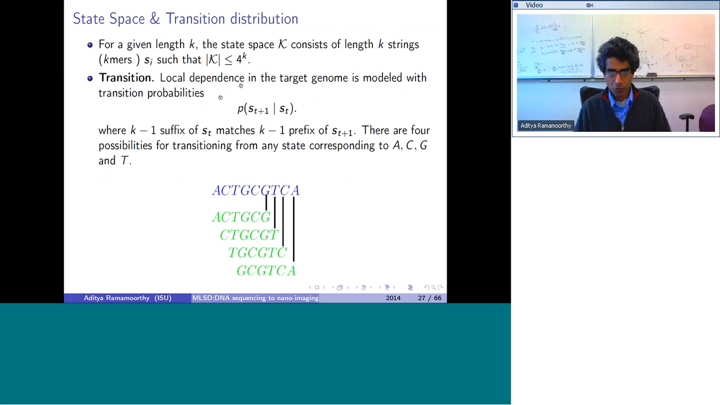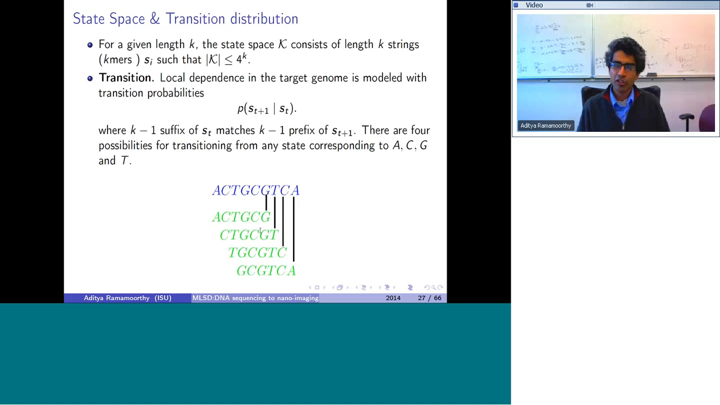The local dependence is modeled with certain transition probabilities. If you are at a state s_t, which is a k-mer, then you transition into s_{t+1} if you have this prefix-suffix match, and that's probably best illustrated by the figure here. So if you have k equal to 6 and you are at a k-mer ACGCGT, then you're going to be transitioning into something that starts with CGCGT.